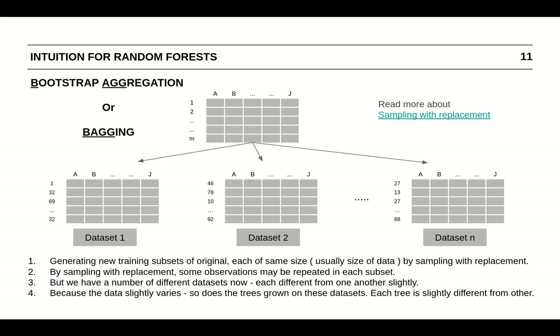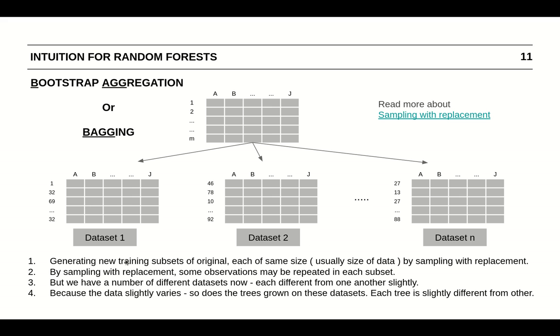Now by sampling with replacement, I repeat, some observations may be repeated in each subset. However, we may have a number of different subsets now. So this data set would be slightly different from this data set.